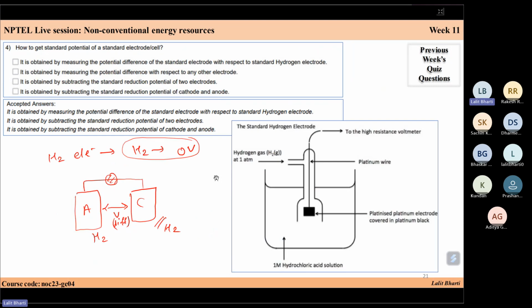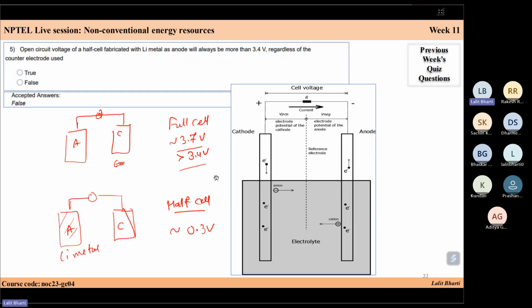So we have already seen that any potential of any type of batteries or half cell depends on what counter electrode you are using. If you are using standard hydrogen electrode, it will be different. If you are using some other electrode, then it will be different. So here it is shown for a typical lithium metal.